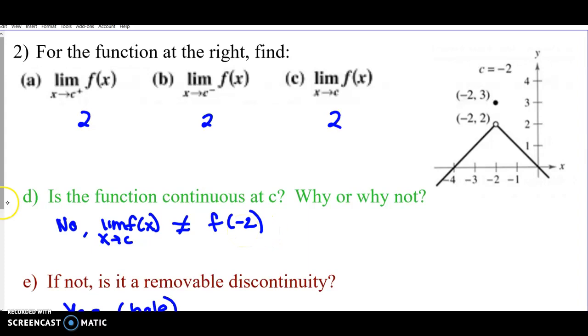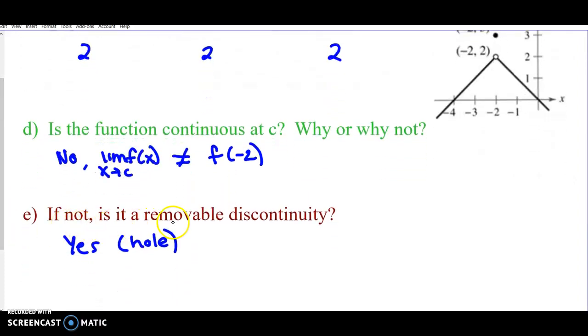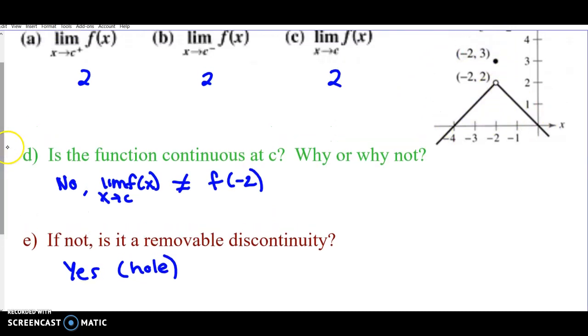And it has to meet all three in order to be continuous. Is it removable discontinuity? Yes. Remember when we talked about removable discontinuity, for this function, we could come up with a different function that is exactly the same everywhere, except for where the discontinuity exists. So in other words, we could come up with another function that is the same except at -2, which is where the discontinuity is, and we could make it continuous, right? So that's why it's removable discontinuity.